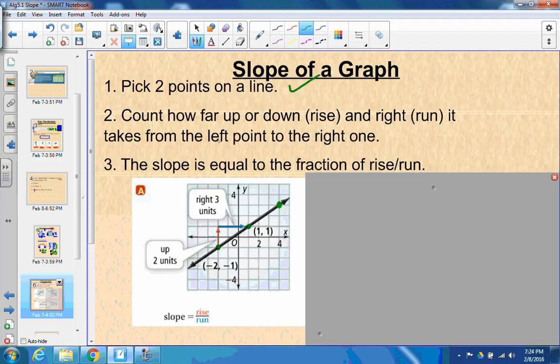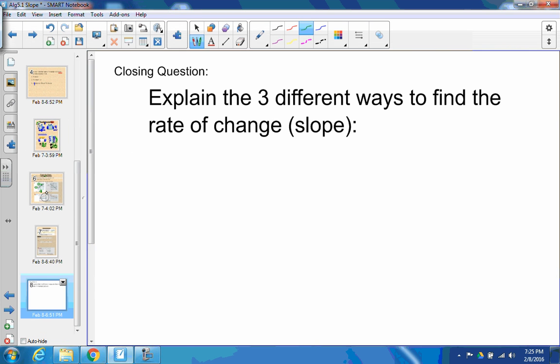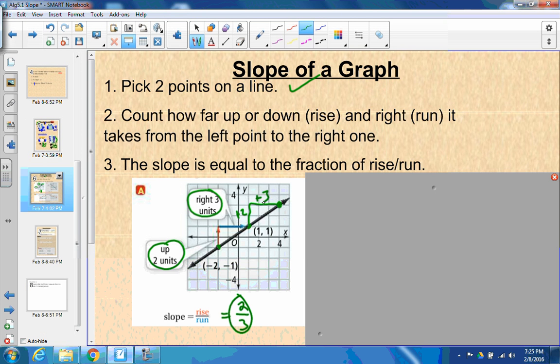Check. Count how far up or down, so the rise, in this case we're going up, and right, the run, it takes from the left point to the right point. So if we go from left to right, we're going up 2 units, and we're going right 3 units. Those are both positives if you're going up and right. So the rise over run would be, the up would be 2, the run would be 3, and that would be your slope. Let's check this one as well. 1, 2, 1, 2, 3. So it's up 2, over 3. That would still be 2 over 3.